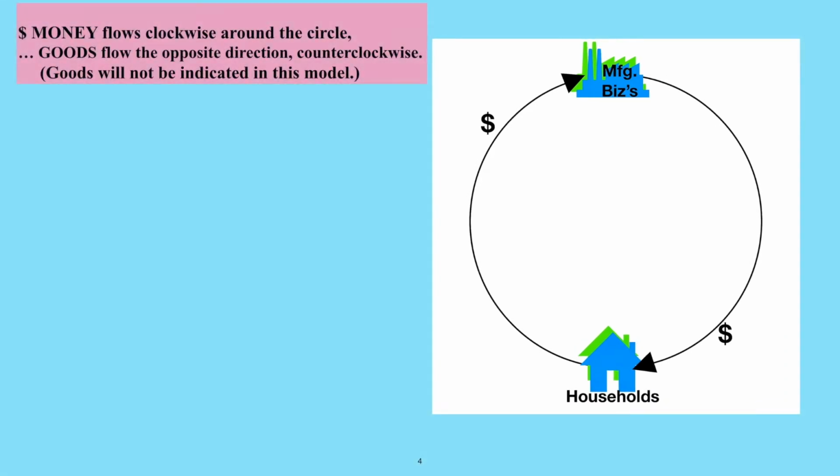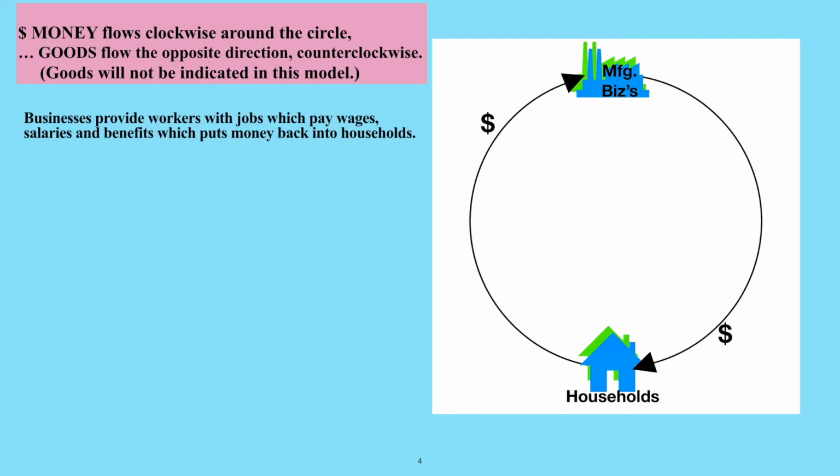So money flows clockwise around the circle. You should also know that goods flow the opposite direction, counterclockwise. Goods will not be indicated in this model. I felt it cluttered up the diagram when it is pretty obvious to see that wherever you see money flowing one direction, you should know goods are flowing in the opposite. So businesses provide workers with jobs which pay wages, salaries, and benefits, which puts money back into households.